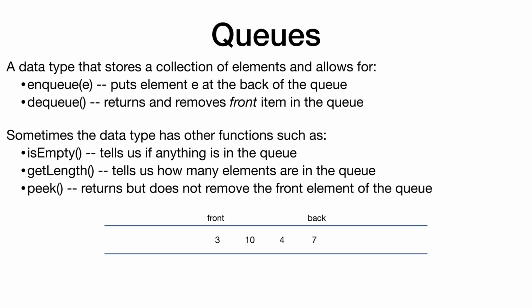A queue is a data type that stores a collection of elements and allows you to enqueue things, which is to put an element at the back of the queue, at the back of the line, right? Dequeue removes the item from the front of the queue, and sometimes they allow us to have these other methods like checking whether the queue is empty, getting the length of the queue, looking at the first element.